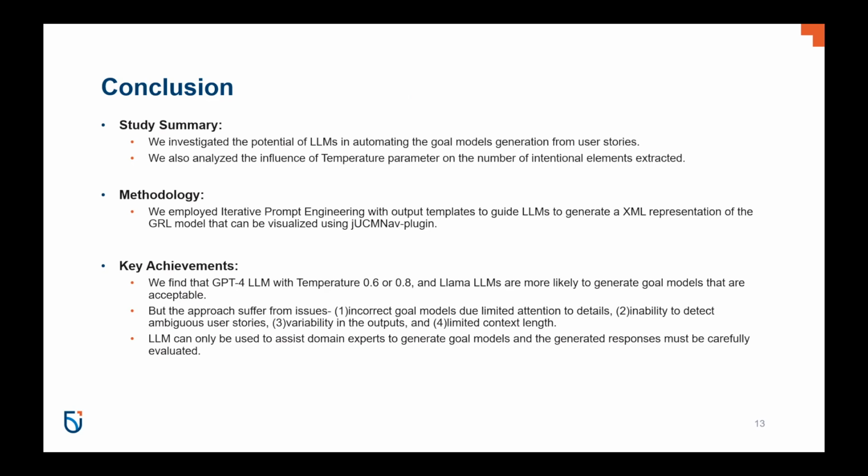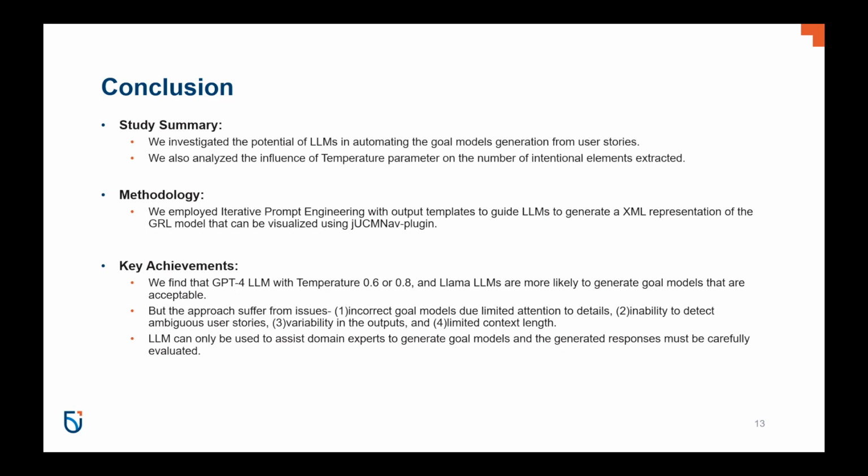So in this study, we explored the potential of using LLMs for goal model generation task. We also analyzed the influence of temperature parameter on the number of intentional elements extracted. We find that the GPT-4 and Llama with temperature of 0.8 is more useful in generating goal models that are acceptable. This approach not only bridges the abstraction gap between the user stories and the goal models, but also encourages stakeholders to avail the assistance of LLMs.